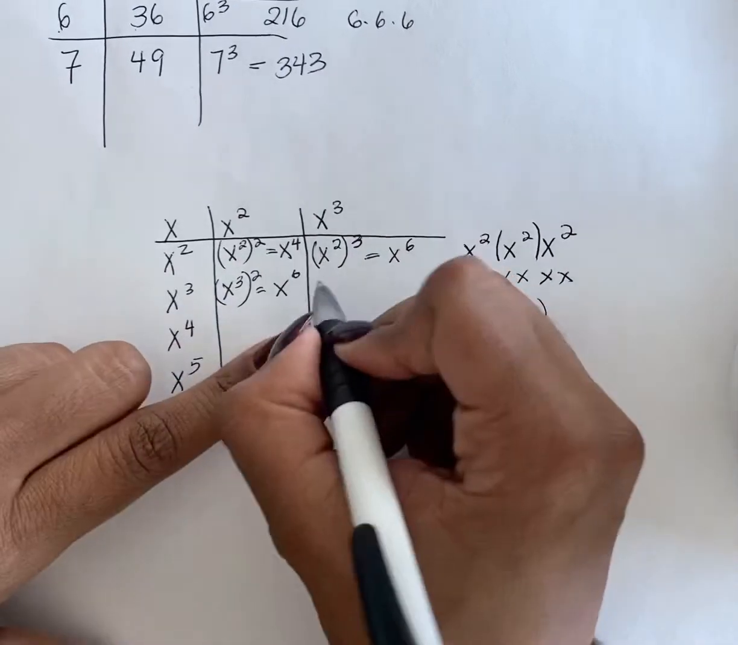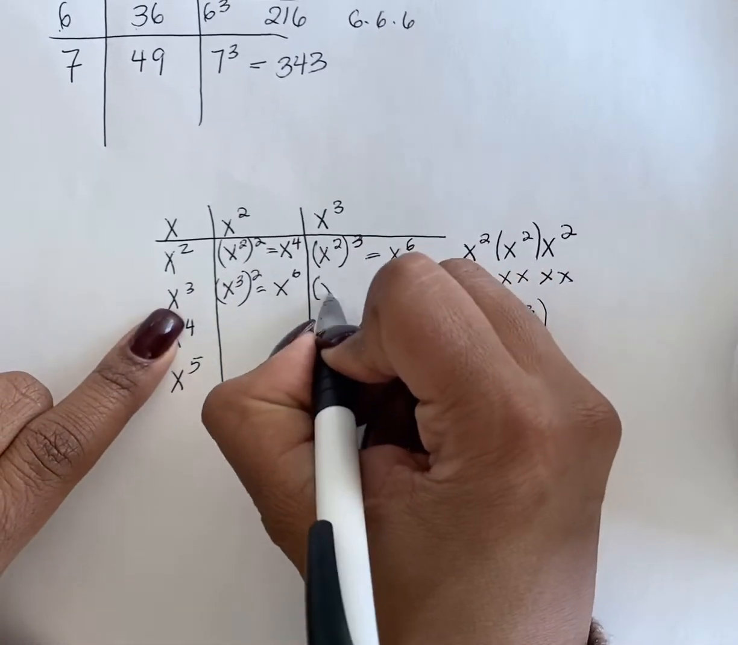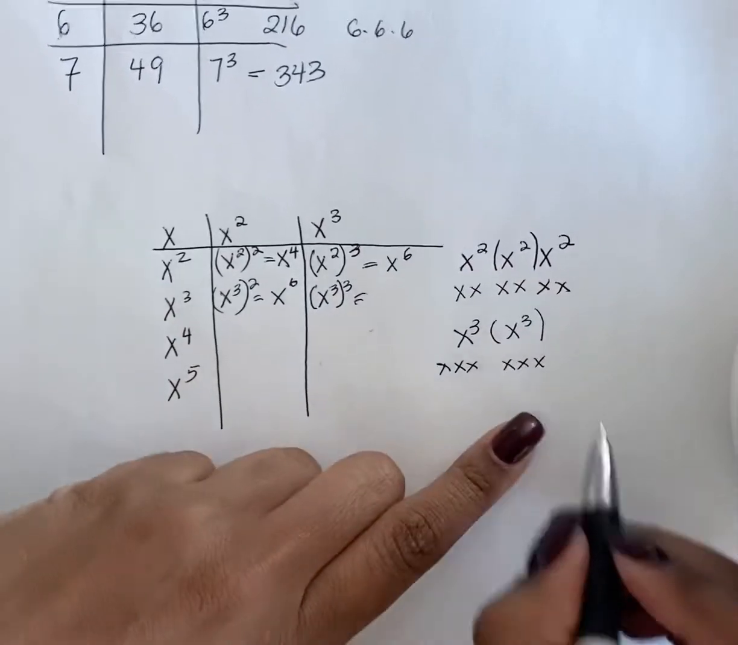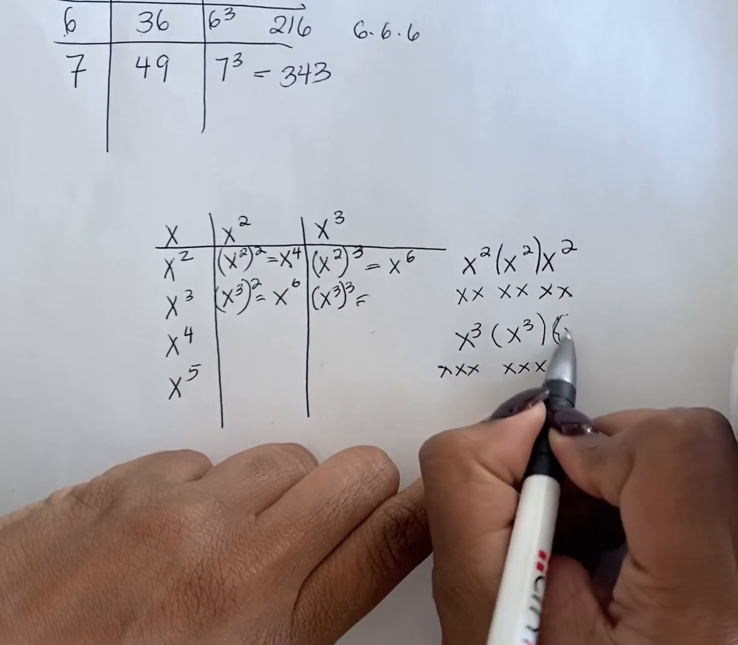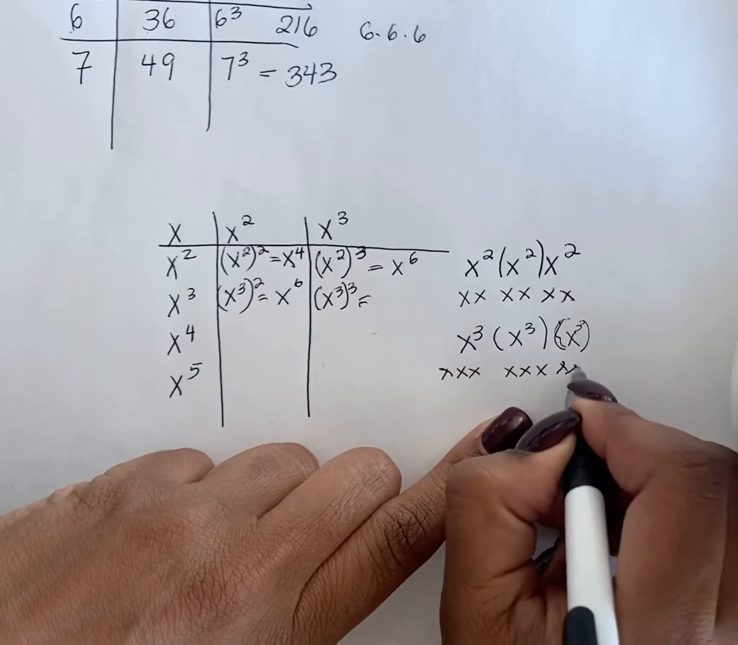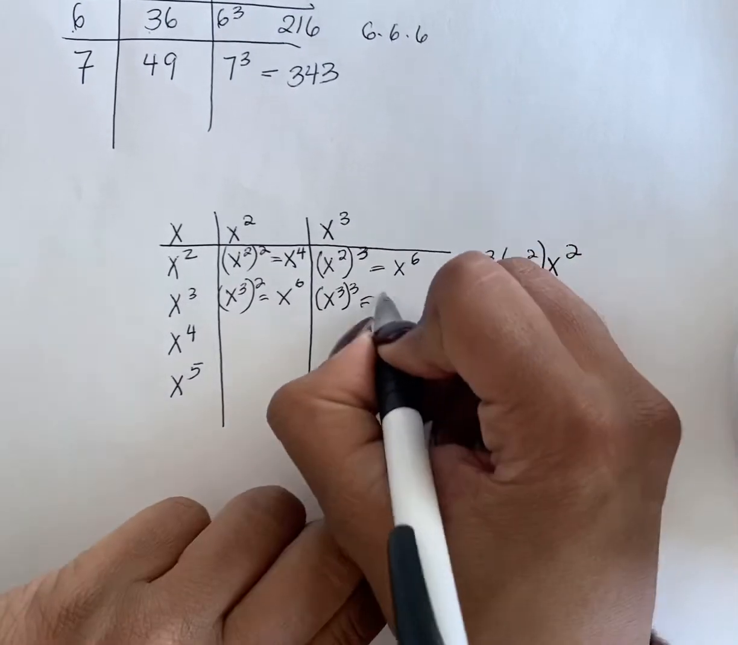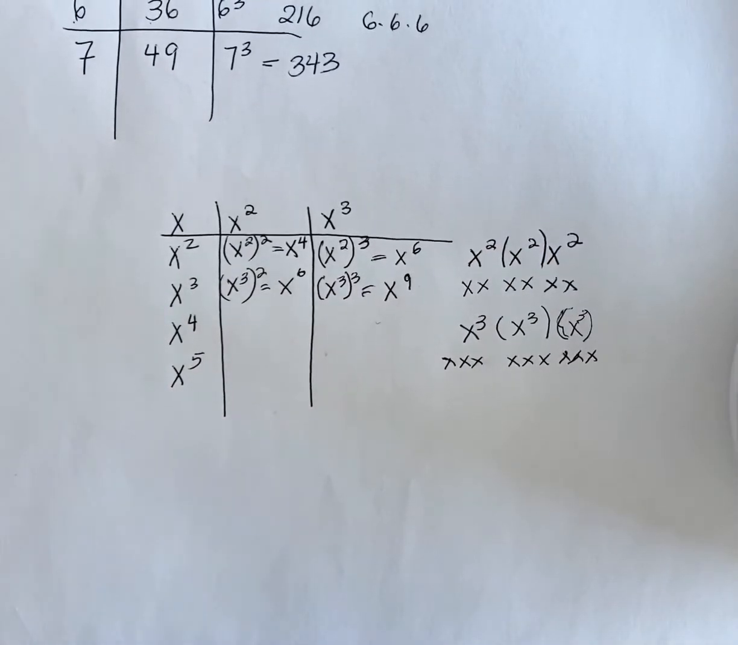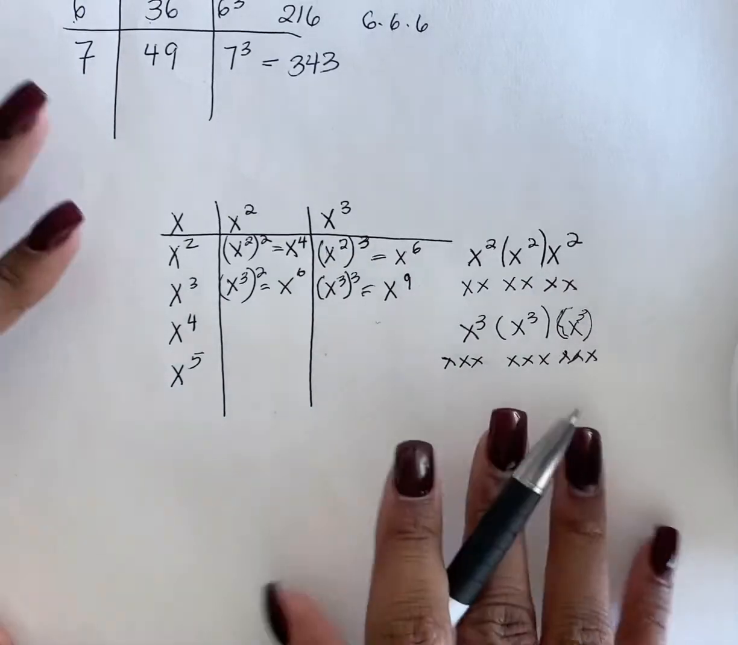Well, what happens when I cube x cubed? Meaning I have x cubed cubed. That means I have 3 more x's here. And so this is really x to the 9th. Okay, you don't really see much further than that. I am going to do one more.